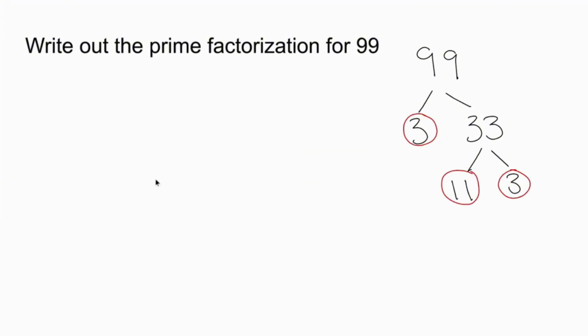So now that I see that our factor tree is done, because all I have are circled numbers connected to branches, I can write out my prime factorization. In order to write out my prime factorization, I list these numbers in order and multiply them all together. So in order, I have 3, 3, and 11. So I'm going to write out 3 times 3 times 11. And that's my prime factorization for 99.